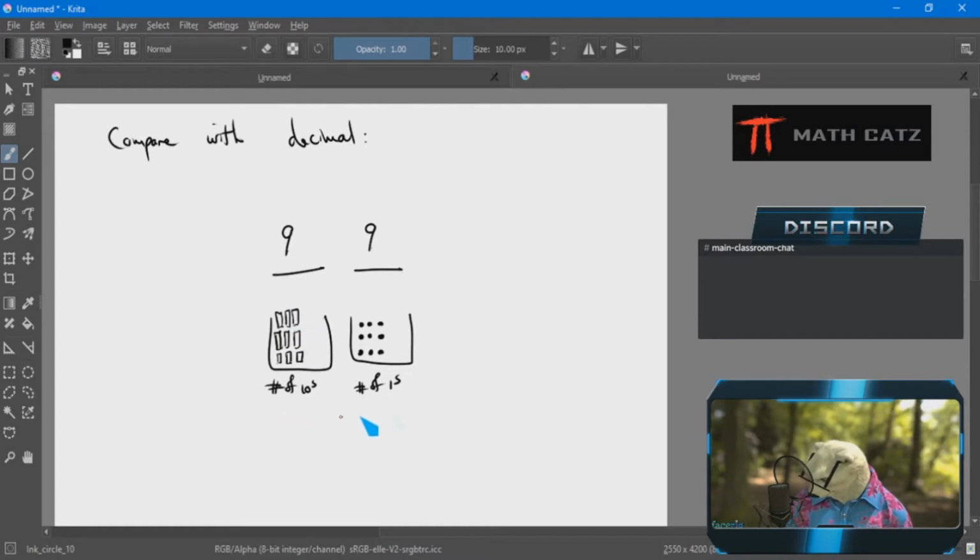Okay. Now what happens if I bring in another one? Now I have 10 little dots here. So these 10 dots, let's use some color.